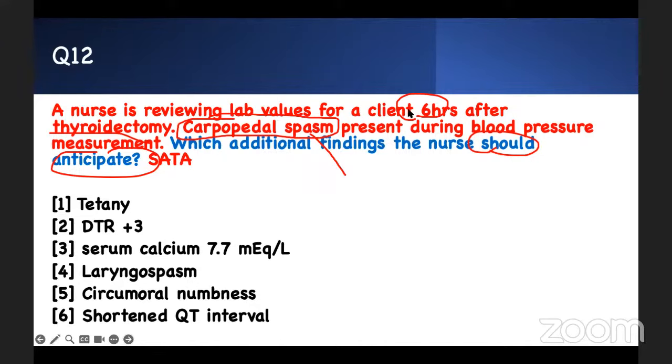Use the buzzwords to make a diagnosis, right? Thyroidectomy, keyword, carpal pedal spasm, 6 hours later when I'm measuring the blood pressure. What is the problem? If you know the problem, what else do you expect to see? So you guys try it. What else do you expect to see? You don't have to pick all the answers, but if you know it, pick it. I know you know it, so pick the right answer. What is the problem with this patient?